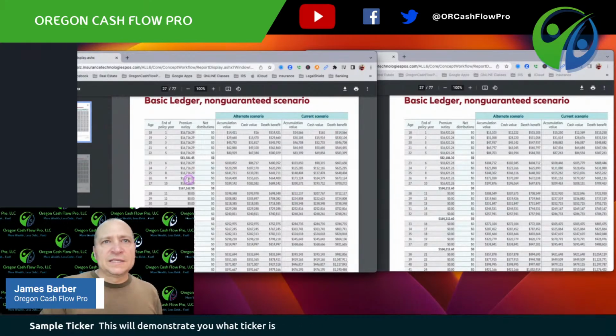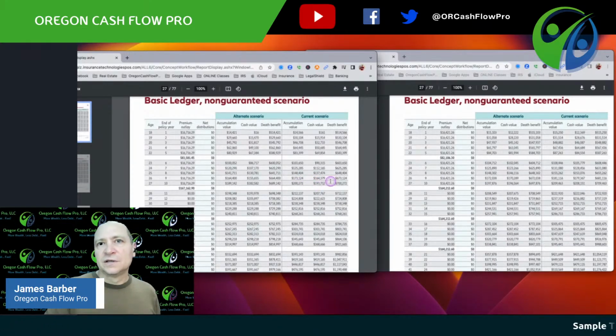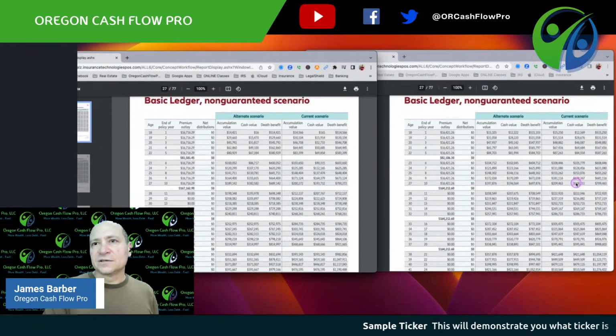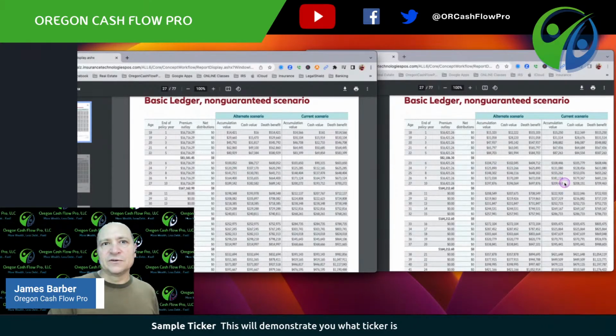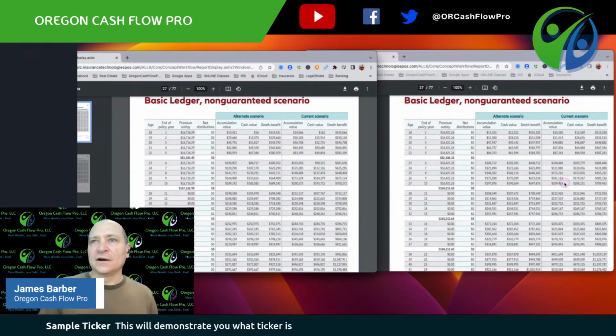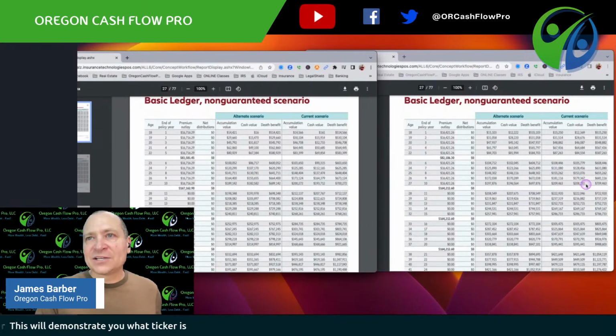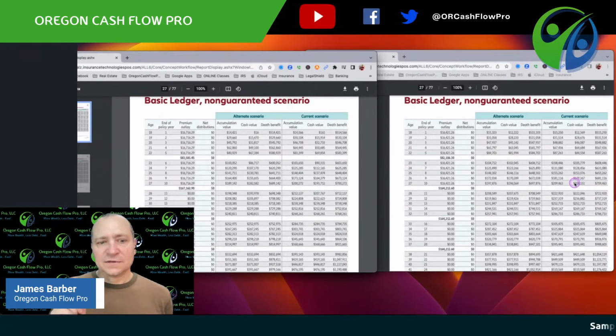So by year 10, we've got 193,000 in cash value, still 7,000 in surrender charges in the non-optimized design. In the optimized design, 208,000 and only 1,000 in surrender charges. So our actual accumulation value is 209. It's $9,000 higher. The amount of access to cash is $15,000 higher in the optimized design.